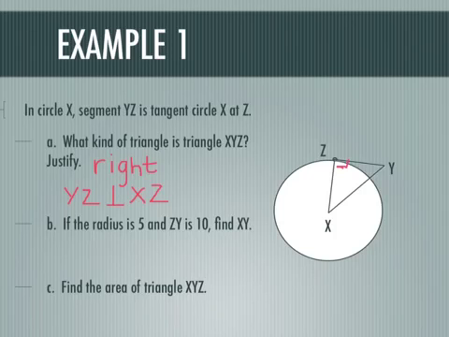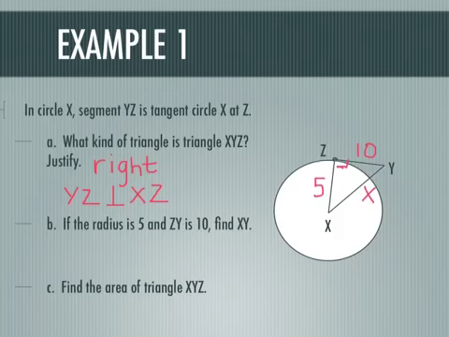Okay, it says if the radius is 5 and ZY is 10, find XY. So let's get our numbers on there. The radius is 5. Where does that go? ZX. ZX is the radius, yep. And ZY is 10, that's right.